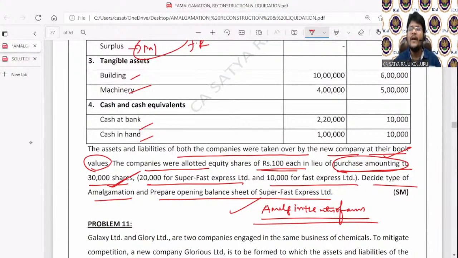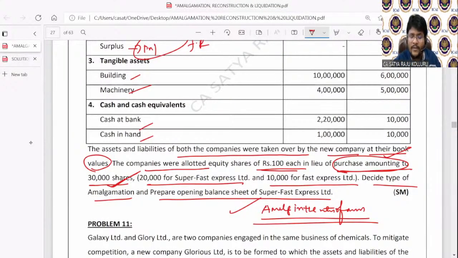The hint is, sir, assets and liabilities may not be taken over at book value. Maybe some of the assets are not taken over. Like that, they may give a hint. But coming to amalgamation in the nature of merger, they always mention it if they want to do a student problem under amalgamation in the nature of merger. They will clearly mention such fact.